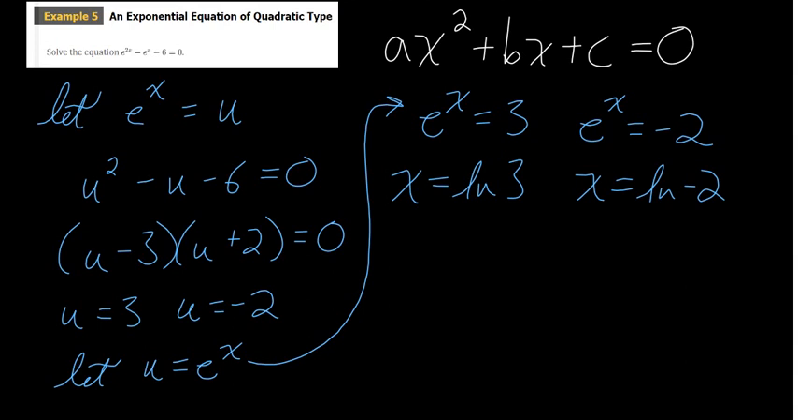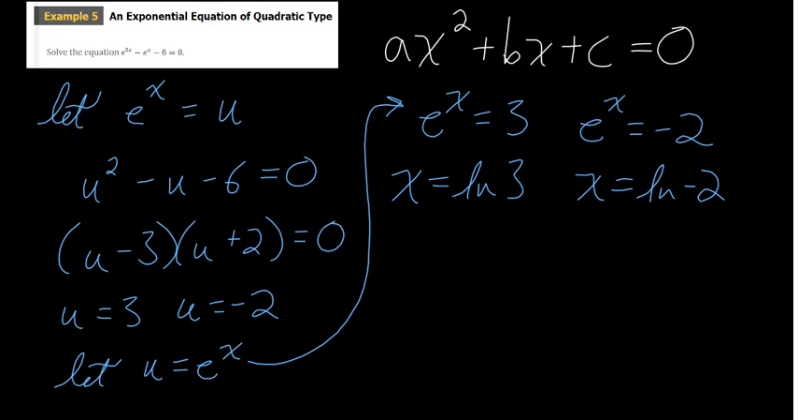Now really quickly, the natural log of 3 is an actual number. I don't know what it is off the top of my head, I didn't actually calculate it. But if we plugged in the natural log of negative 2, and we should probably put that in parentheses.